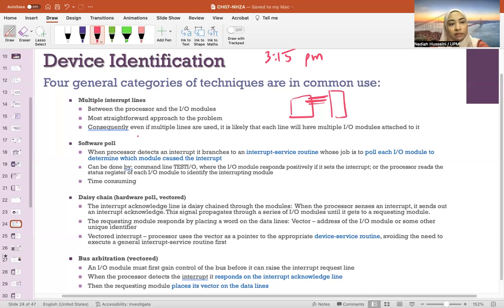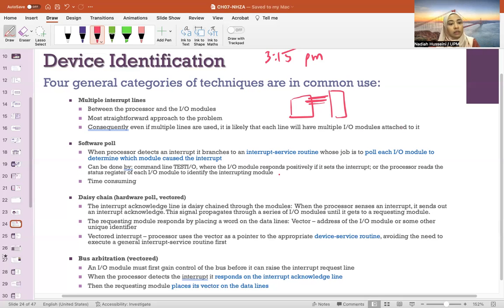So this is obviously the most straightforward approach, but we know that the most straightforward approach is not necessarily the best case because it will always be wasteful. So consequently, even if multiple lines are used, it is likely that each line will still have multiple IO modules attached to it, and we still don't know which is which. So this doesn't really solve anything if we have a lot of peripheral devices going on.